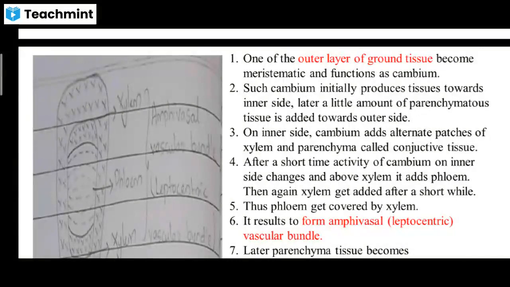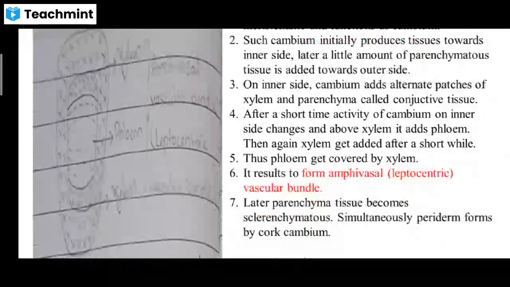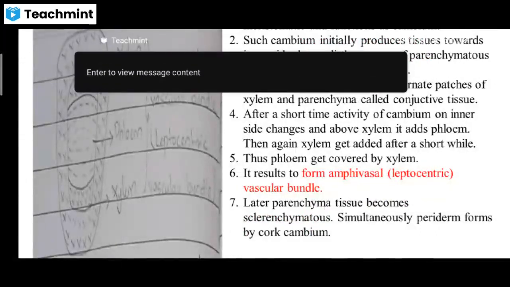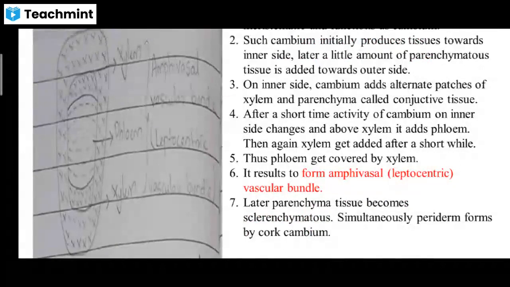First I will describe the concentric type of vascular bundle. Here the amphicribral type of vascular bundles are present, that is, phloem is present at the center and surrounded by the xylem. These are also called leptocentric vascular bundles. Later, some parenchymatous cells are converted into mesenchymatous cells, and simultaneously the cork cambium develops at the outer layer, the periderm layer.